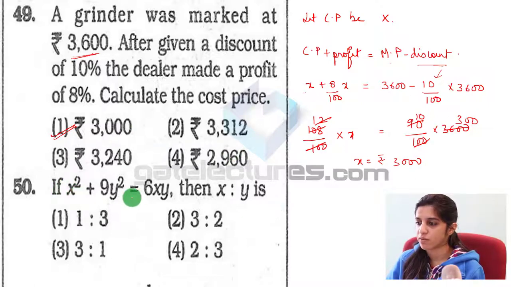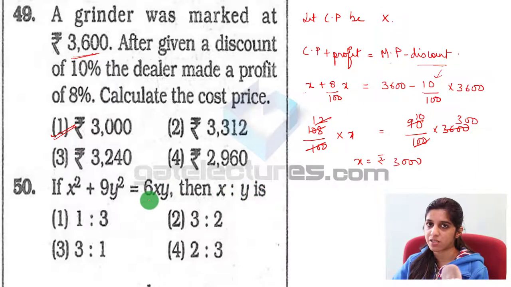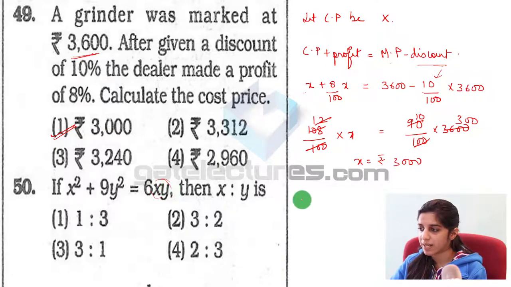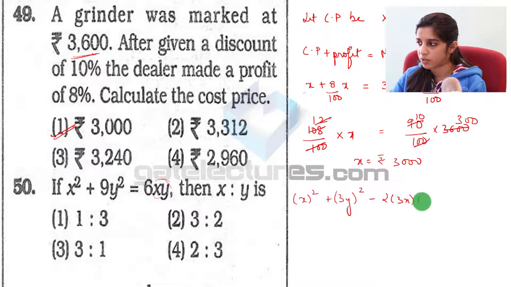If x square plus 9y square is this much, then x is to y. See, we have to find a ratio between x and y, but this is an equation in both of the variables. This term is there, right? So you cannot just divide by x over y, you're not going to find the ratio. So what I can see here is, I can see an identity here. This is x square plus 3y whole square minus 2 into 3x into y. I can write this term like this, okay?